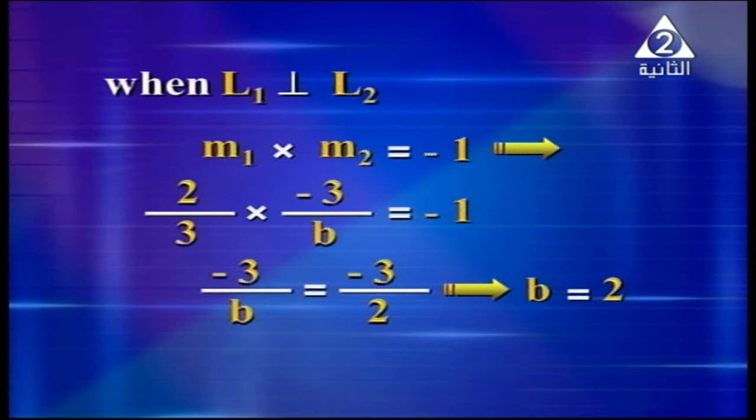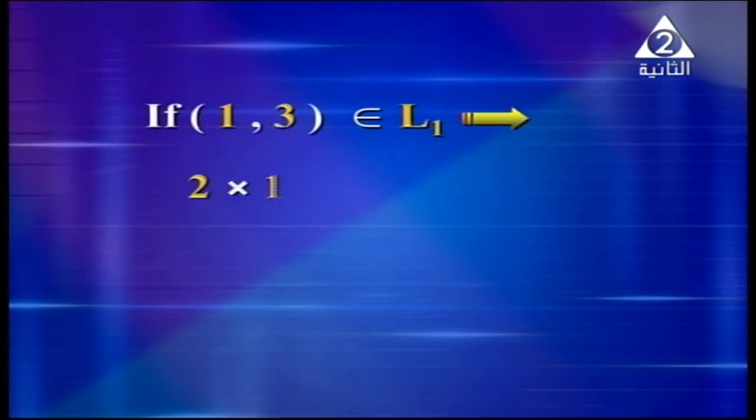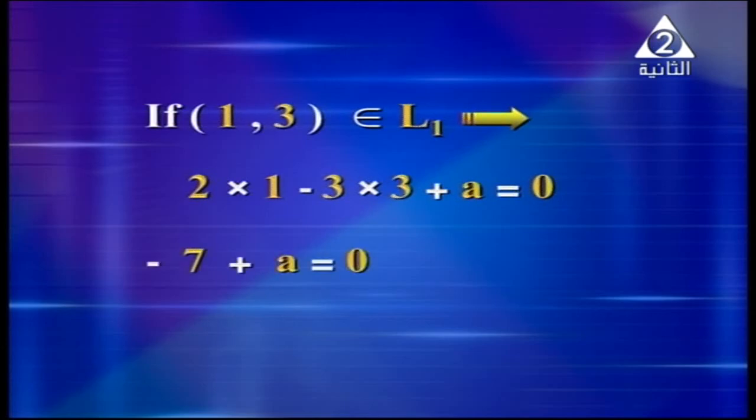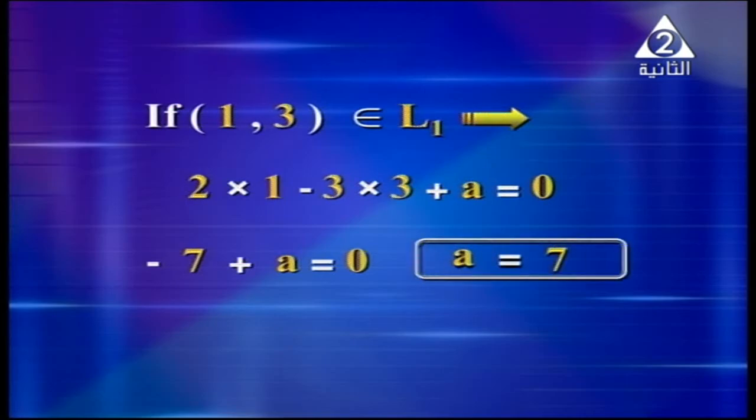What about the third required? The point (1, 3) lies on L1. So as (1, 3) belongs to L1, we can substitute. It is 2 multiplied by 1 minus 3 multiplied by 3 plus a equals 0. Then negative 7 plus a equals 0. Then the value of a will be 7.